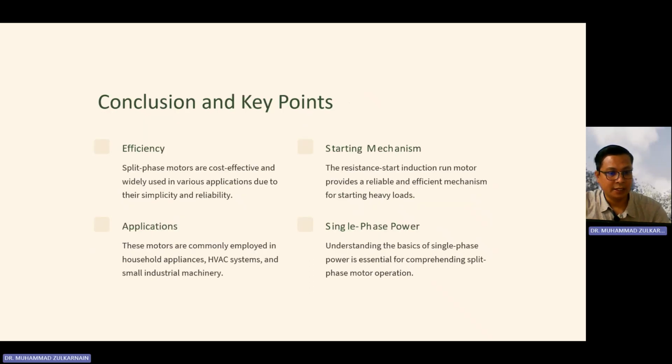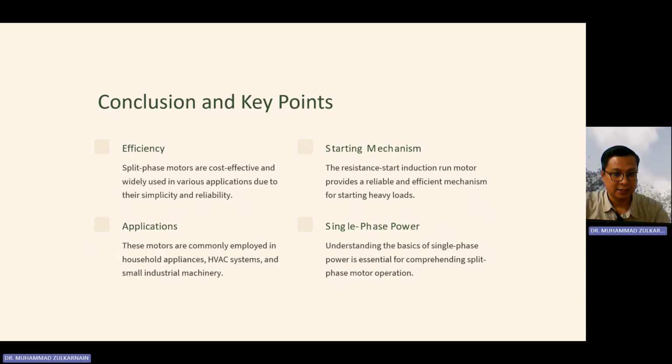Conclusion and key point, if we refer to efficiency, split phase motors are cost effective and widely used in various applications due to their simplicity and reliability. And the second is in the application, these motors are commonly employed in household appliances like HVAC system and the small industrial machinery. And then starting mechanism, in part of the starting mechanism, the resistance start induction run motor provide reliable and efficiency mechanism for starting heavy load.